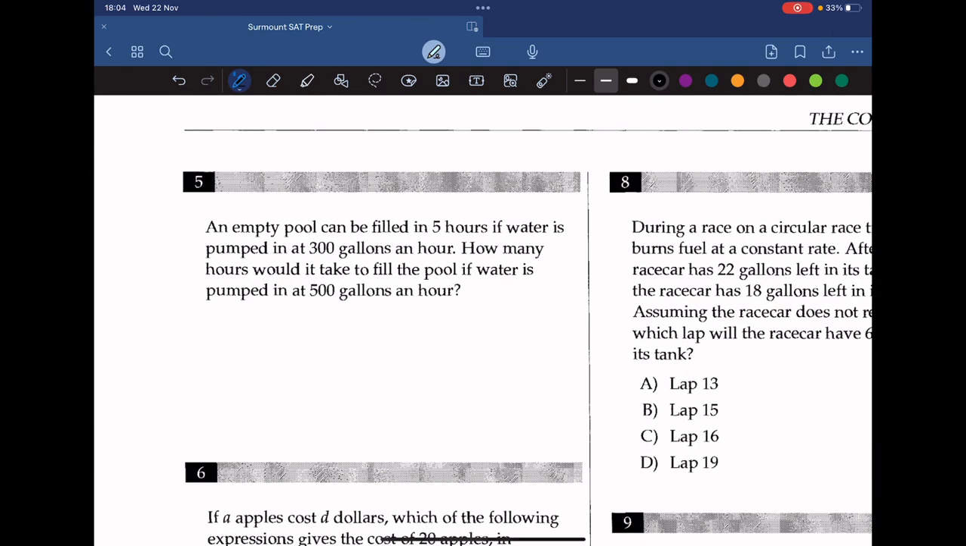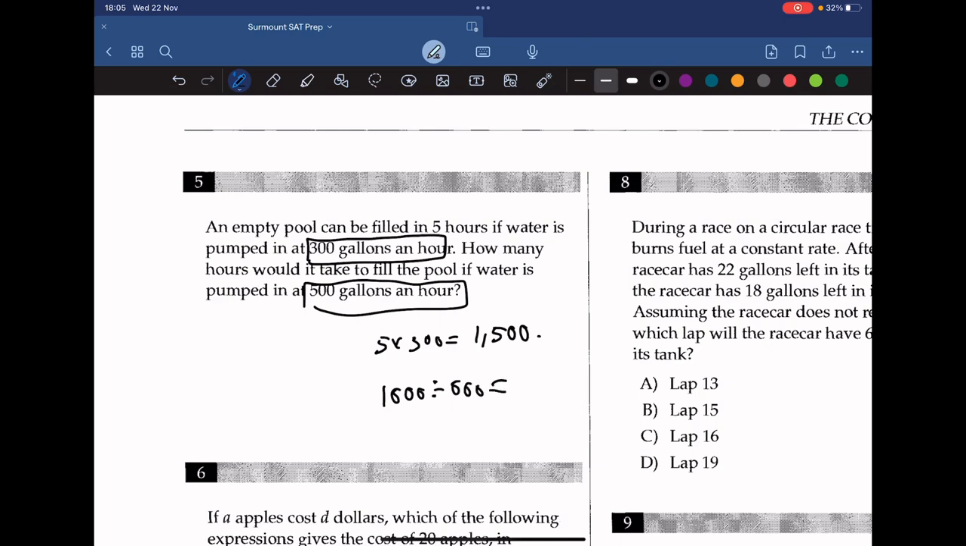An empty pool can be filled in 5 hours if water is pumped in at 300 gallons an hour. How many hours would it take to fill the pool if the water is pumped in at 500 gallons per hour? So the pool has a capacity of 5 times 300, which is 1,500 gallons. So at a rate of 500 gallons per hour, it should only take 1,500 divided by 500, which is 3 hours.